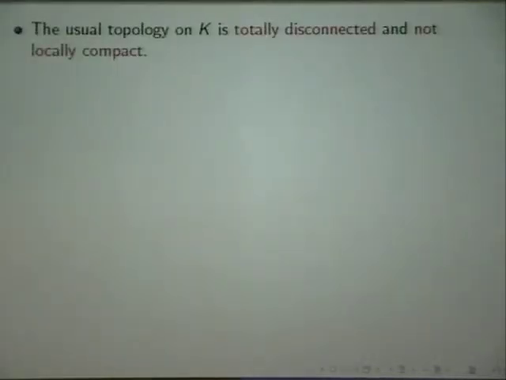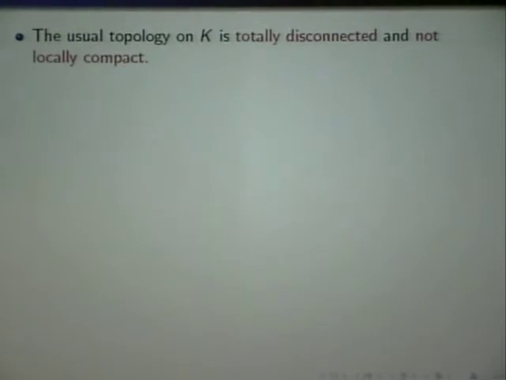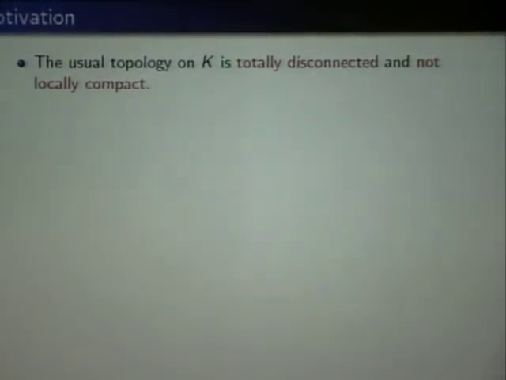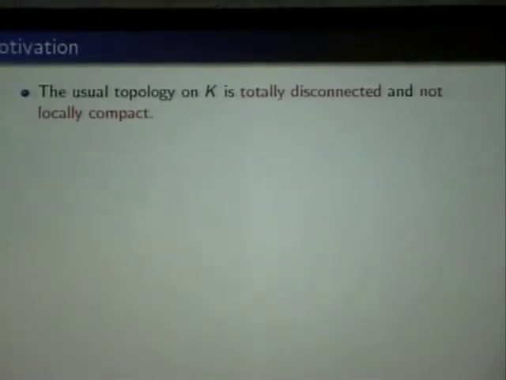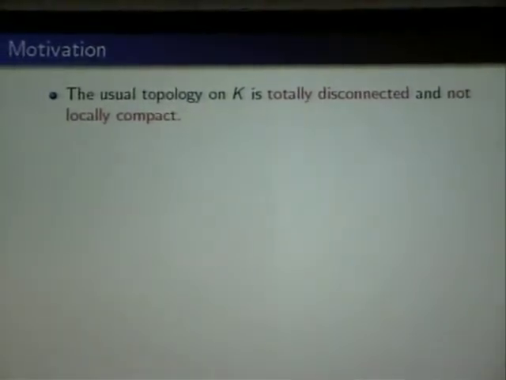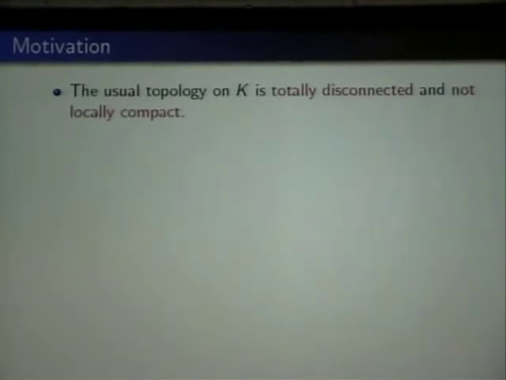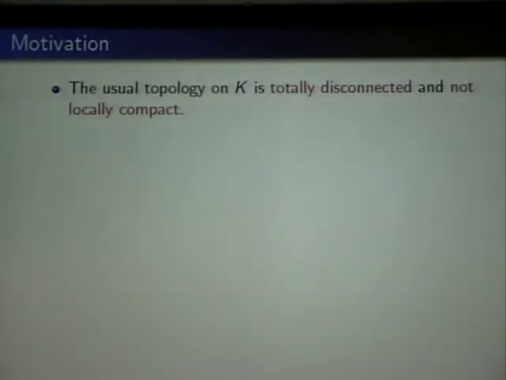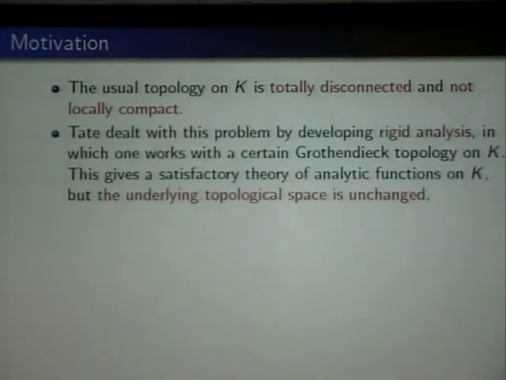Okay, now the usual topology on K is totally disconnected and it's not locally compact. Right? So these are two basic deficiencies of working with the natural topology on K, which have to be corrected if you want a geometrically satisfying theory. You want to do things like analytic continuation, and many other constructions are just much less intuitive and much harder to make rigorous over fields with this kind of topology.